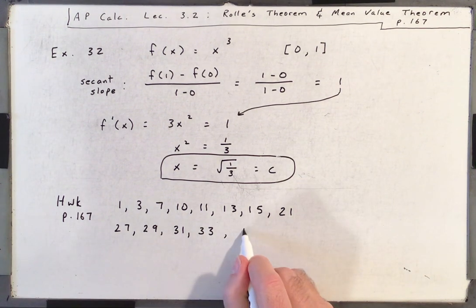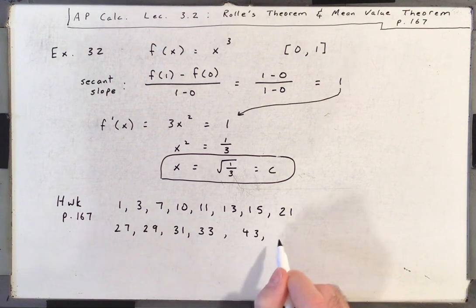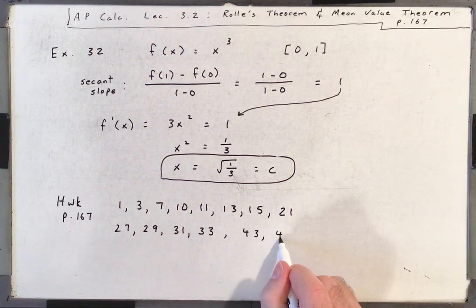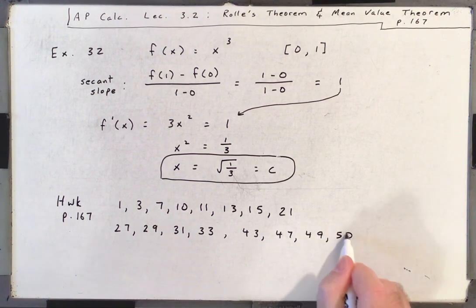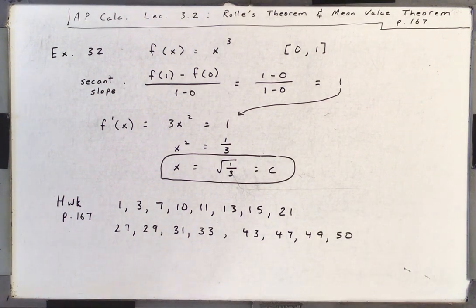And then we have 43. I'll talk about that one in a minute. And then 47, 49, and 50. Those are true false that relate to our notes.